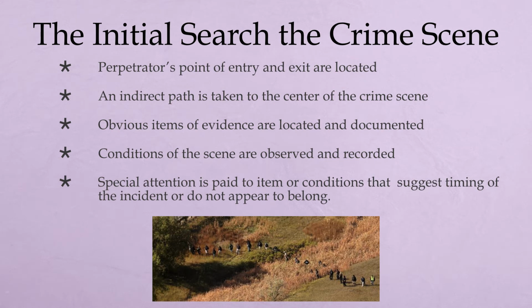The initial search of the crime scene needs to have the point of entry and exit of the perpetrator located first. And from there, an indirect path is then taken to the center of the crime scene. Any obvious items of evidence are located and documented immediately.